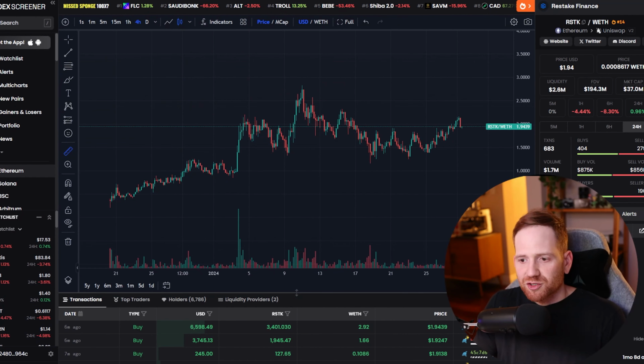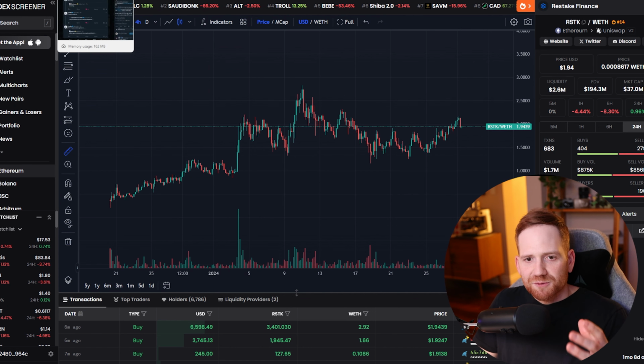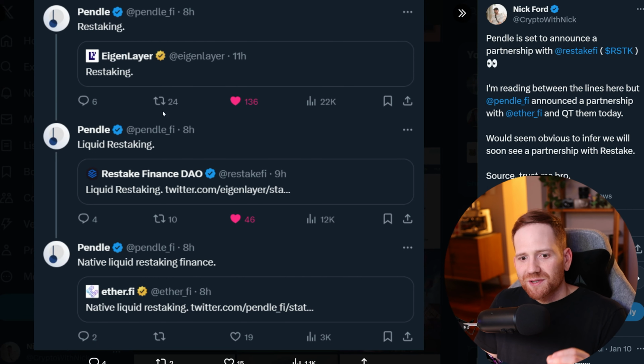I do have a token that's already launched that's sitting around 37 mil, and I believe, just on speculation, that they're actually going to announce a partnership with Pendle, because we saw Pendle quote tweet them mentioning liquid restaking, the same as they did for EtherFi before they announced their partnership.